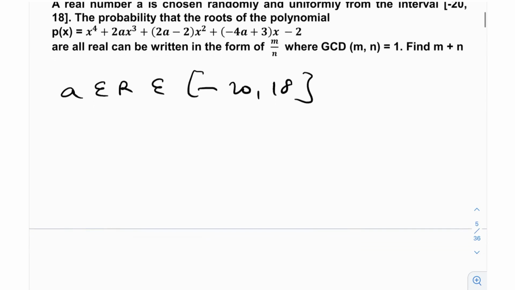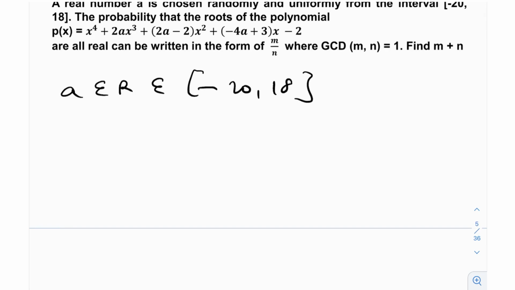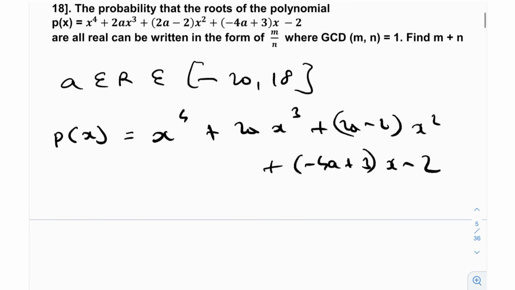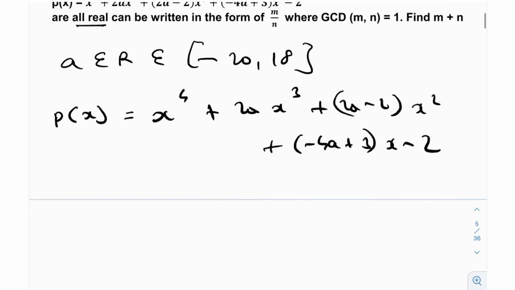So what do I think of when I look at this? We have this p of x, it's a quartic polynomial, it's not a quadratic, which is the major issue over here. Plus (-4a plus 3) times x minus 2. So had this been a quadratic, what are they asking? That the roots of the polynomial are all real.